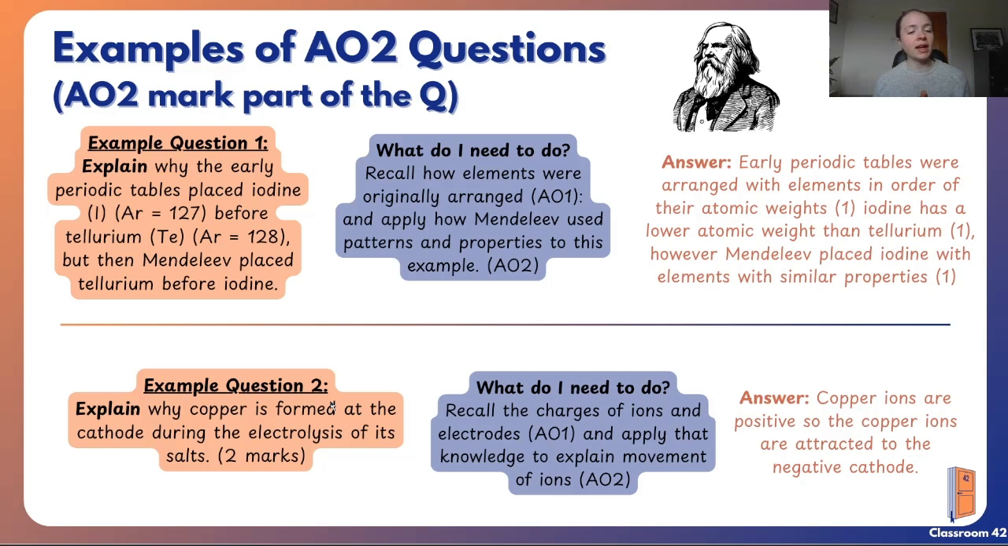Question 2. Explain why copper is formed at the cathode during the electrolysis of its salts. So you need to recall the charges of ions and electrodes, so an AO1 principle, and apply that knowledge to explain the movement of ions, AO2. So here the answer for 2 marks would be: copper ions are positive, so the copper ions are attracted to the negative cathode.